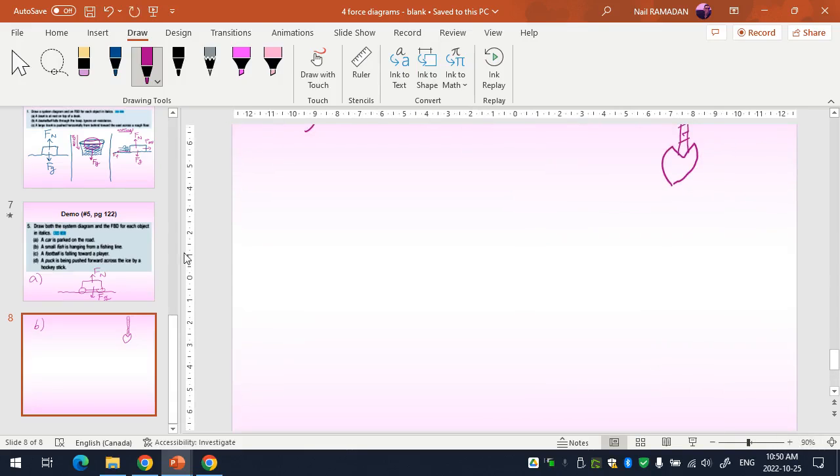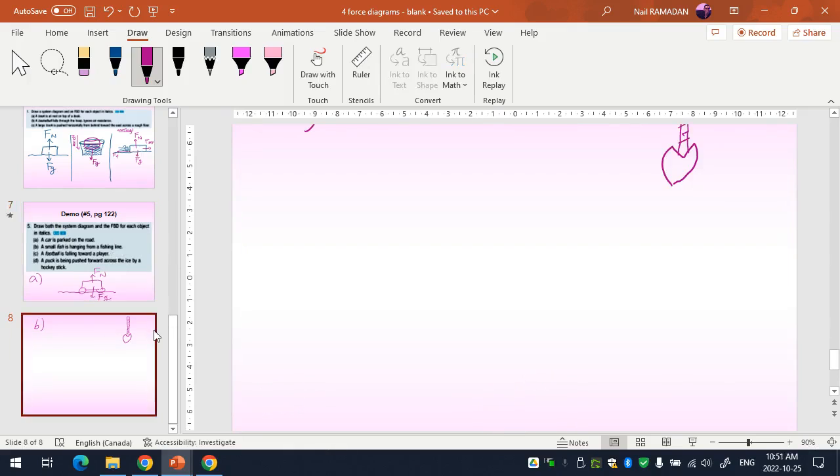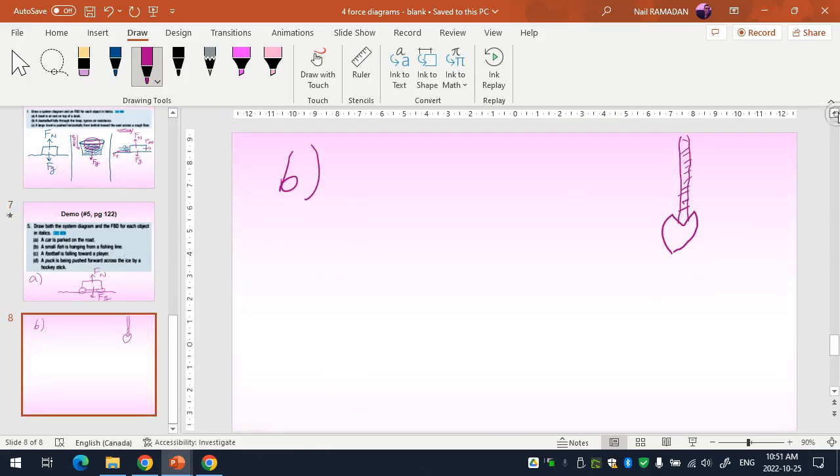Which one do they want the FBD for? The rope or the fish? The fish. I mean, what's so interesting about the rope? It's the fish. What's acting on the fish? Gravity is pulling it down. And what's preventing it from going down? And what force is in ropes? Tension. What symbol for tension?